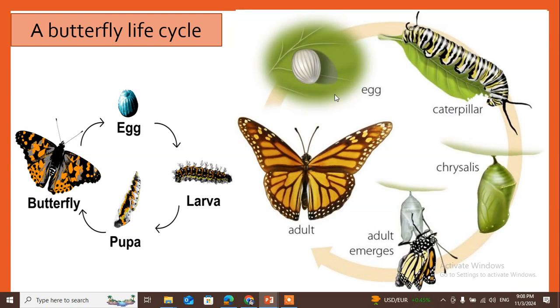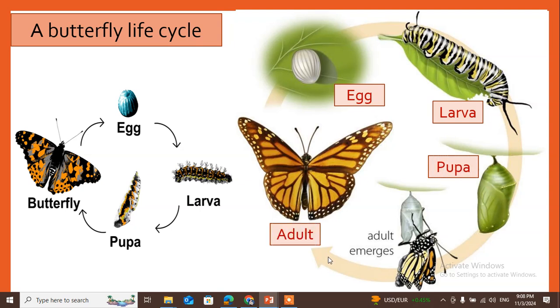So, egg, larva, pupa, and adult butterfly. Adult means it can reproduce.